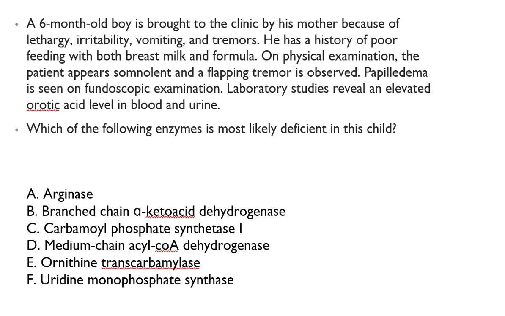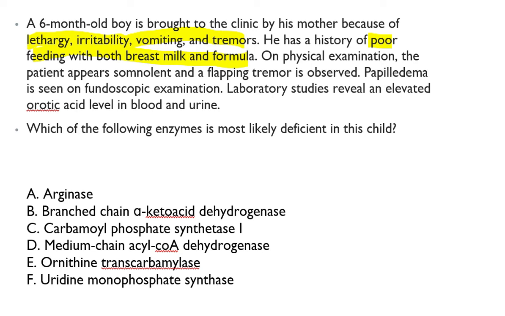Okay, so going back to the vignette, a 6-month-old boy is brought to the clinic by his mother because of lethargy, irritability, vomiting, and tremors. He has a history of poor feeding with both breast milk and formula. So here, in the first two sentences, there's quite a bit of information that we can deduce.